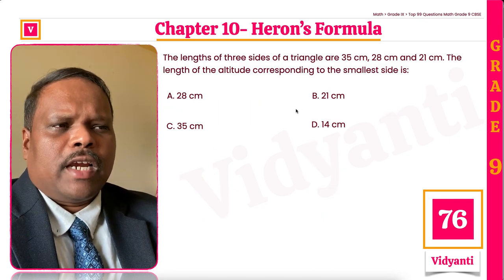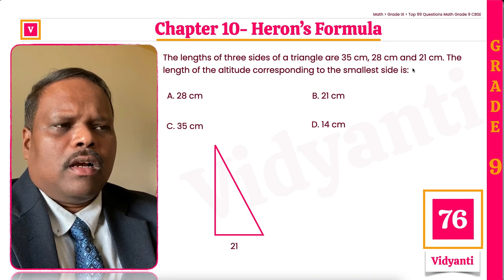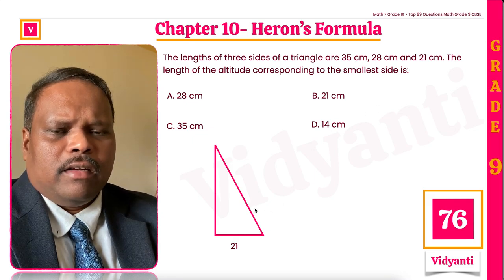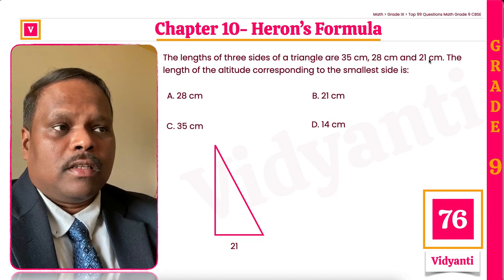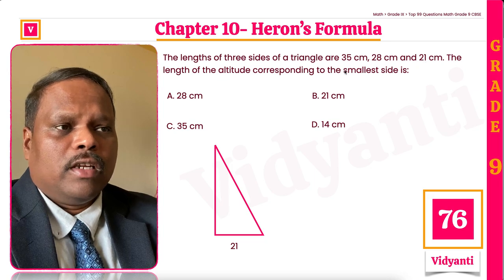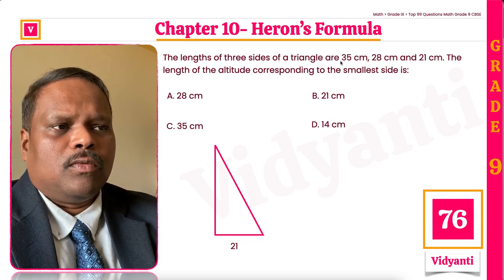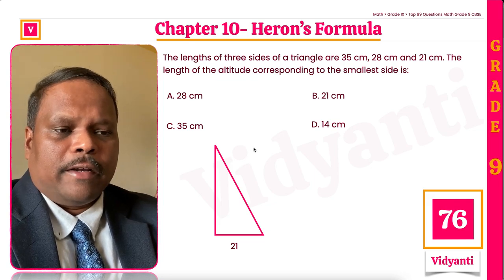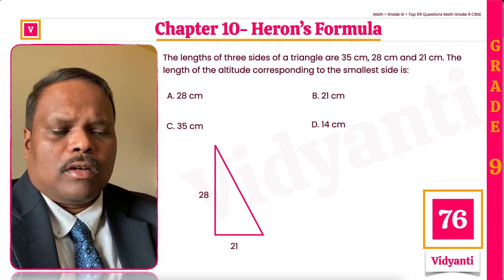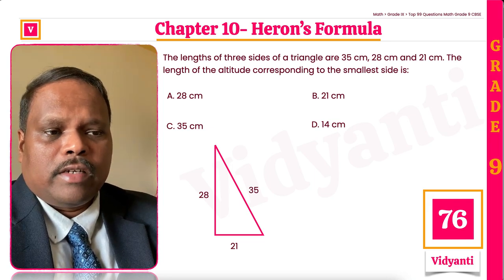The lengths of 3 sides are given. How do I know that this is a right angle triangle? Well, this is 5th multiple of 7, this is 4th multiple of 7, this is 3rd multiple of 7. So everything is in the proportion of 3:4:5. 3, 4, 5 is Pythagoras triplet. So this must be a right angle triangle. So smallest side is 21, medium side is 28, and the longest side, which represents hypotenuse, that will be 35.